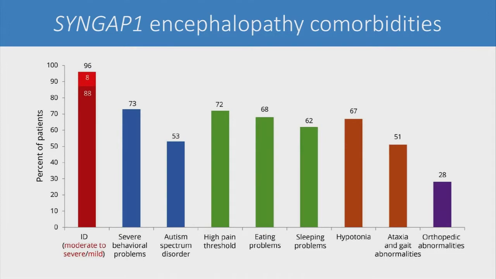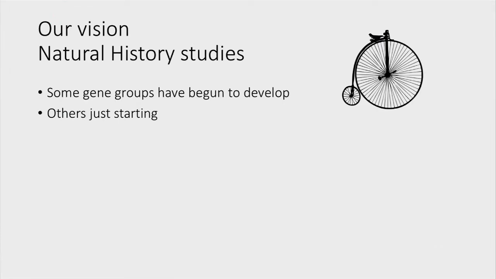more general. So what's our vision? Our vision with natural history studies is to try and help the system to move along at the highest scientific level. We know that there are many gene groups that are beginning to develop their own ones, and that's perfectly fine, that's great. Other new gene groups are just starting. When you find a gene, you find 6 children with it. In a few years' time, you have 57.